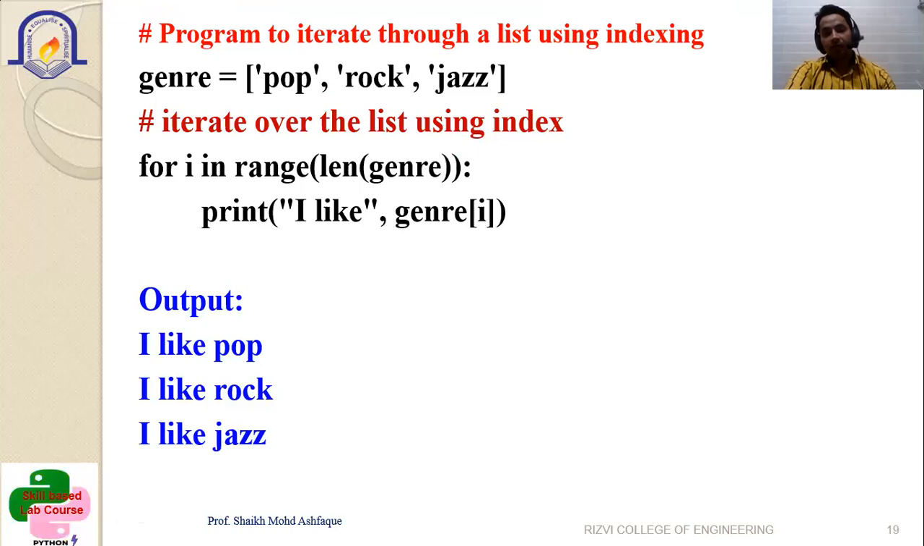For example, if it is 1, 2, 3, then 3 will be the range, right? So for i, print genre of i, where i will be, for example, 0, 1 and 2. So when i is 0, pop is displayed. When i is 1, next is rock, rock is displayed. When i is 2, next is jazz, jazz is displayed. In this way you can also utilize your range functions.